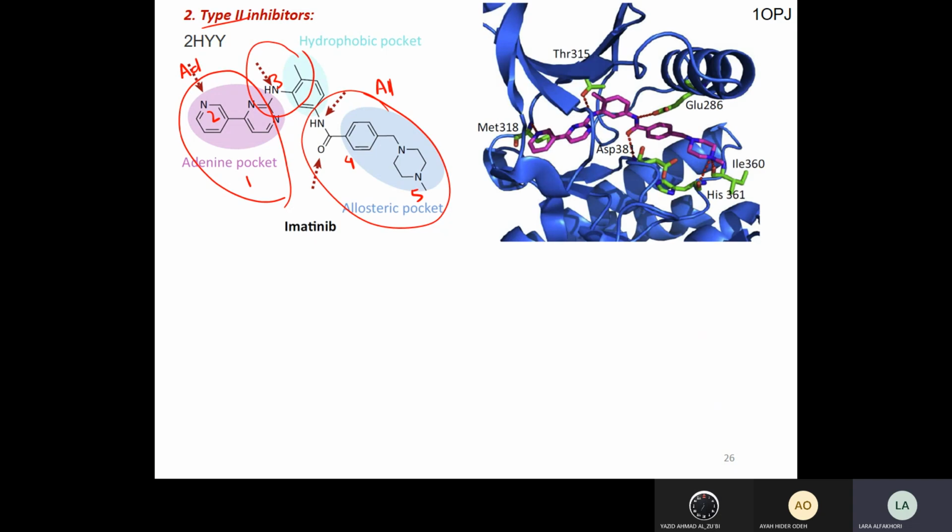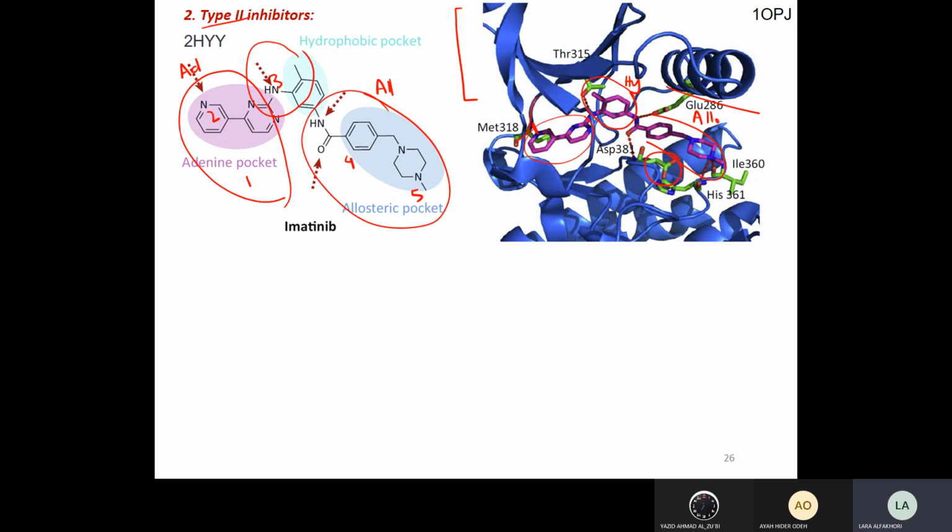As if we are looking at the front of the enzyme. That's the N loop. That's the C helix. Now, here's the part occupying the adenine pocket, forming hydrogen bond interactions with the hinge region. Here's the methyl phenyl that is occupying the hydrophobic pocket, and this one in here is occupying the allosteric pocket. This is the aspartic acid of the DFG.